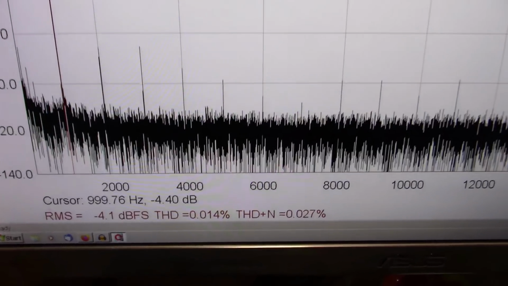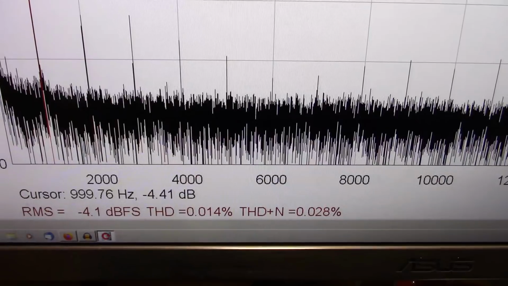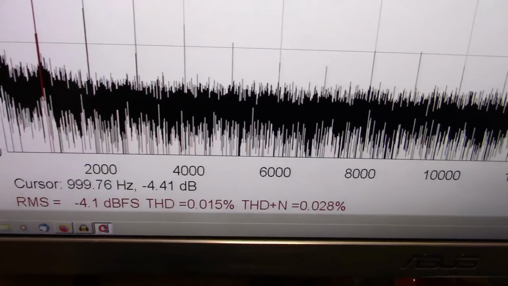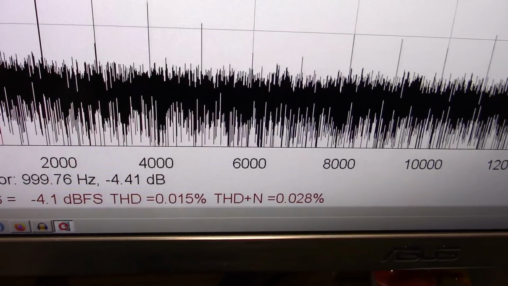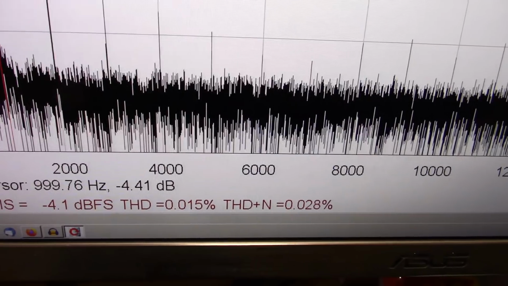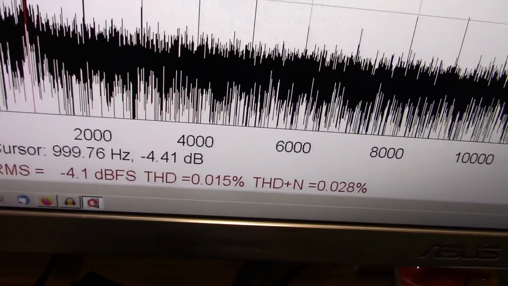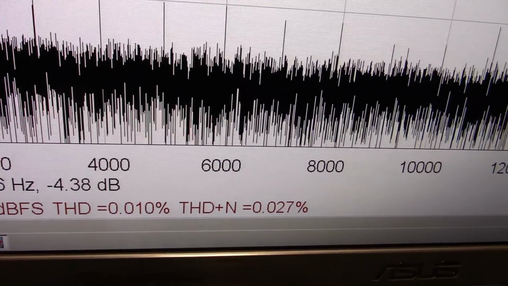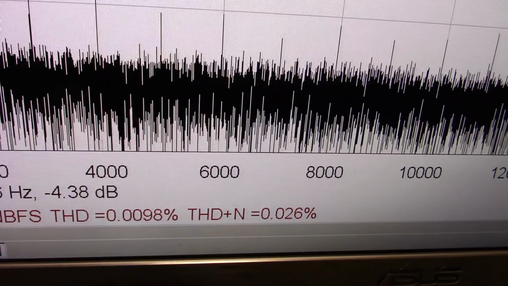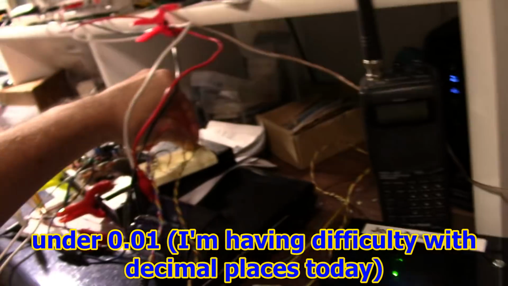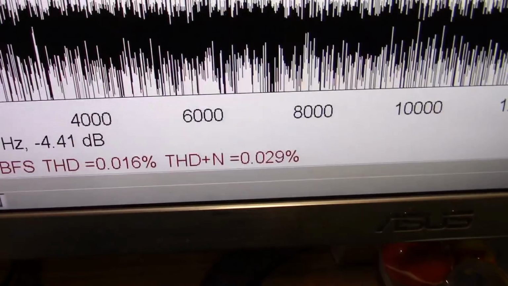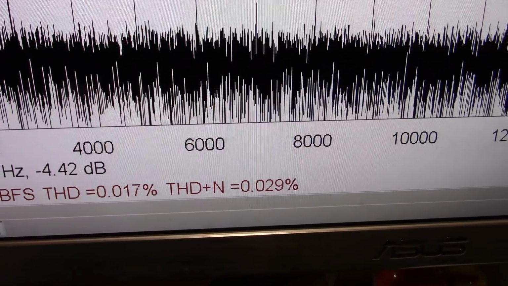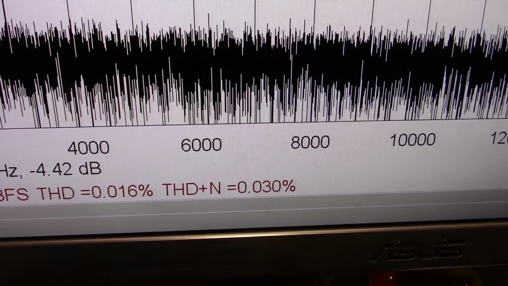I was curious of what it would do with a 4 ohm load, and now it's putting out about 80 watts into 4 ohms. I'm getting 0.015. Of course, a solid state amp will always have higher distortion with lower impedance. But again, if I jiggle these wires, look at that. Now it's under 0.1. I'm just playing with these wires over here, and it goes back up. And yeah, definitely an issue, but at least I'm happy with what I'm seeing with this amp.